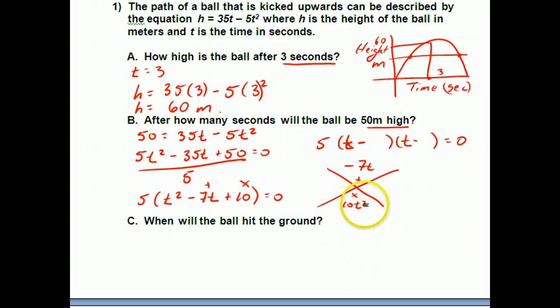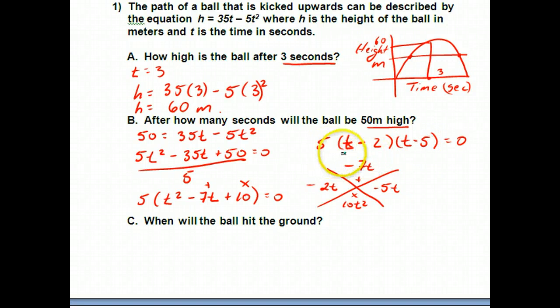So what two numbers multiply to 10? Well, 2 and 5 do. And can I get 7 from 2 and 5? Well, I can if I make them both negative, which turns out nice. So I know that I'm going to get t minus 2 and t minus 5 there.